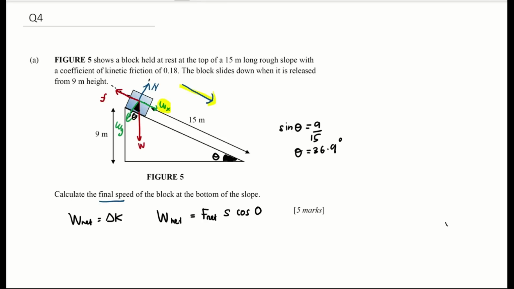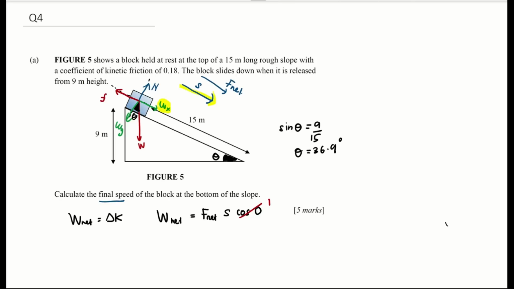As in this direction, F net pun mesti same direction. Sebab itu bila ada daya bersih yang same direction dengan displacement, objek itu akan bergerak pada arah itulah. So daya bersih tu mesti sama arah dengan dia punya displacement s. So cos 0 should be 1.